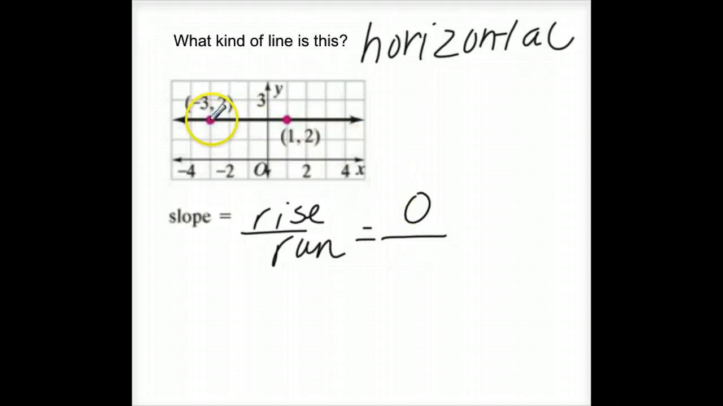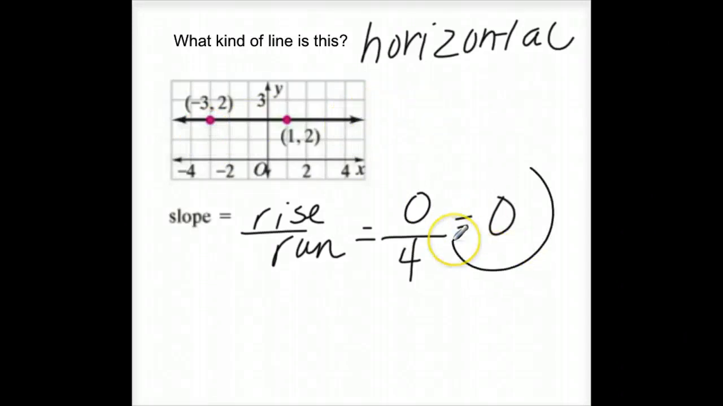Now, how many do I have to go over? How many do I have to run? 1, 2, 3, 4. Well, 0 divided by 4 equals 0. This horizontal line, all horizontal lines, have a slope of 0. So when you have 0 in the top divided by anything, it just equals 0.